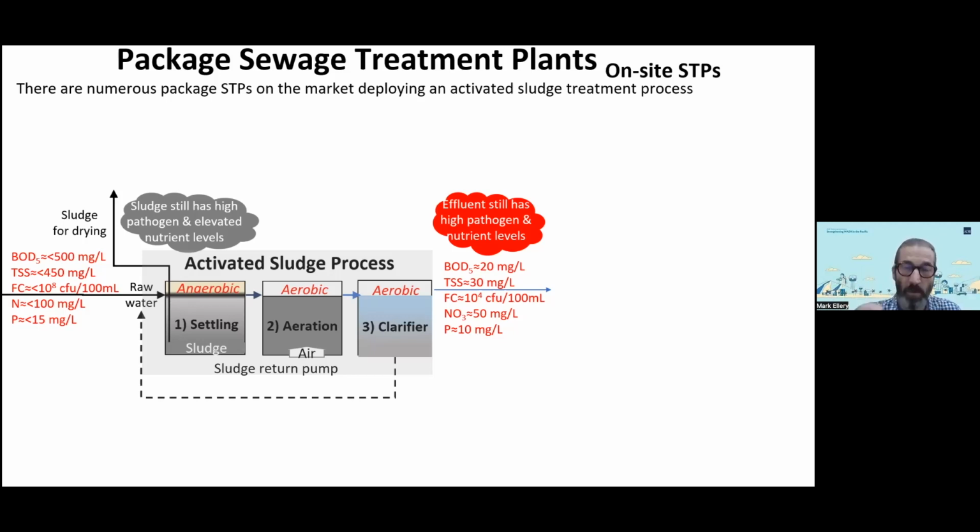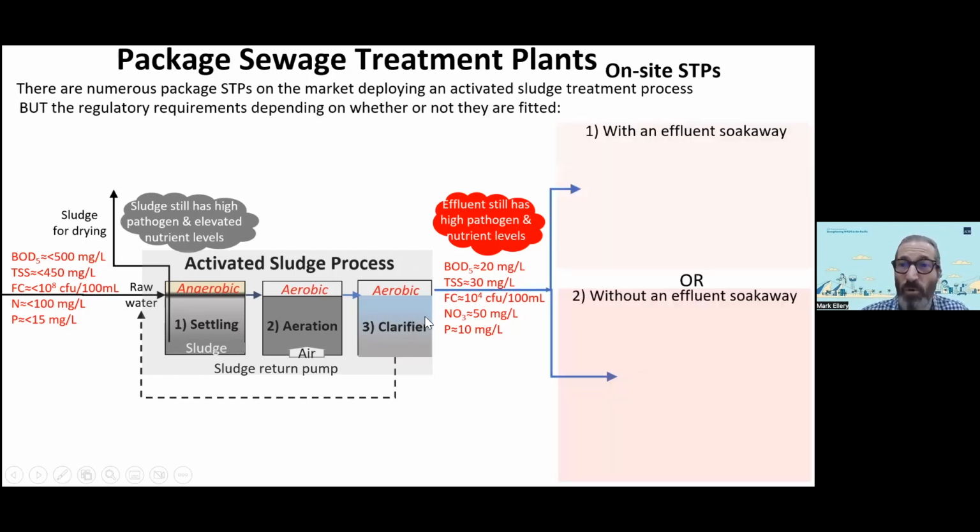They will give you a much lower BOD and total suspended solids, but you've still got tens of thousands of fecal coliforms per 100 mL. Once you've been through your activated sludge package process, you basically have two options. You can put your effluent to a soakaway, or you can design without a soakaway. From a regulatory perspective, those are really your two options.